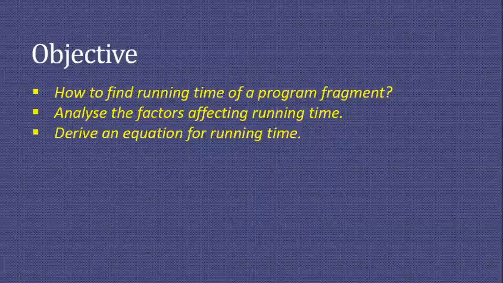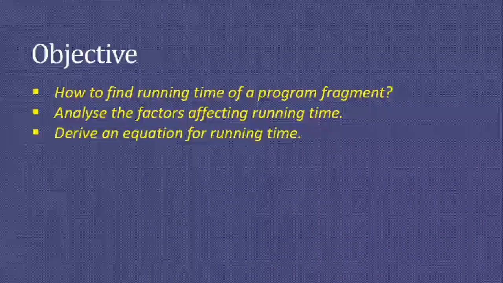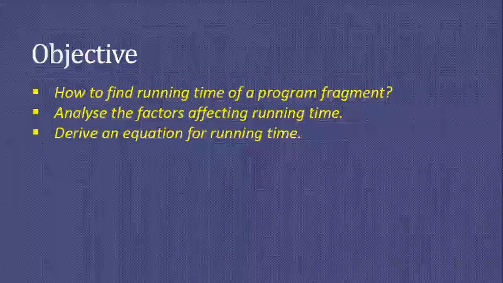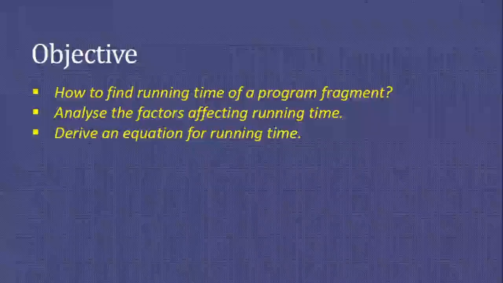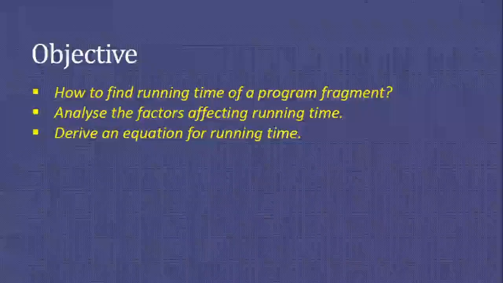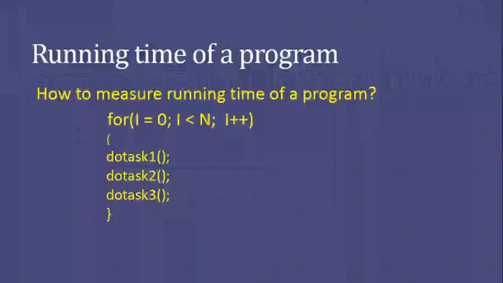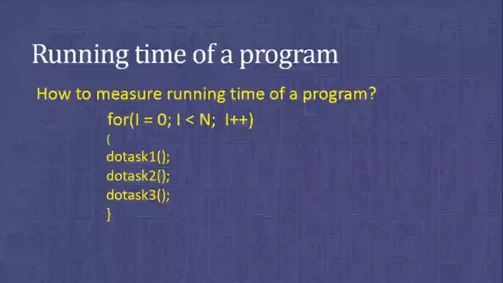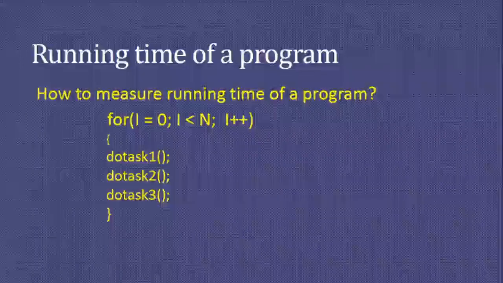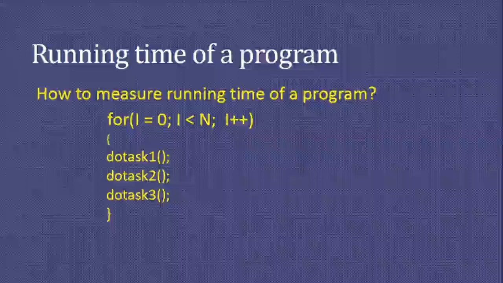So in this lecture, we are going to see how to find the running time of a program fragment, analyze the factors affecting running time, and derive an equation for running time. So let us consider the simple for loop which starts at i equal to 0 and runs for n times. In each iteration, we are doing the following three tasks: task 1, task 2 and task 3. And i is incremented by 1 in each iteration.